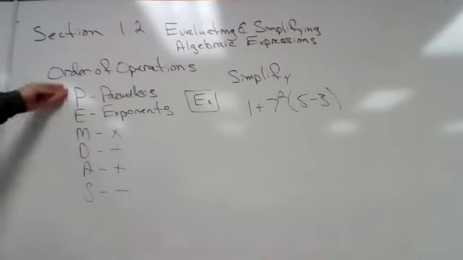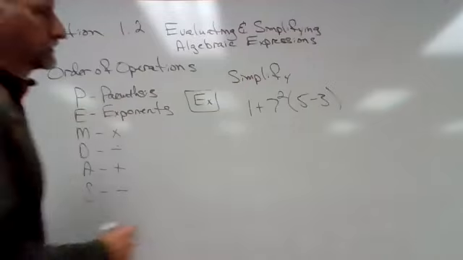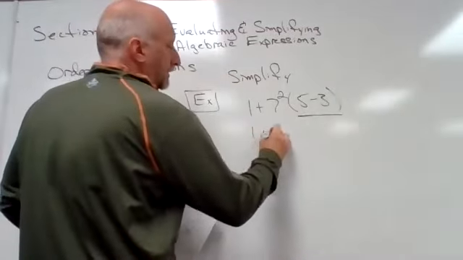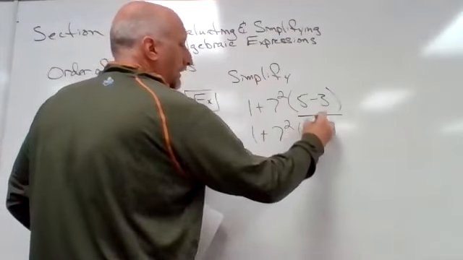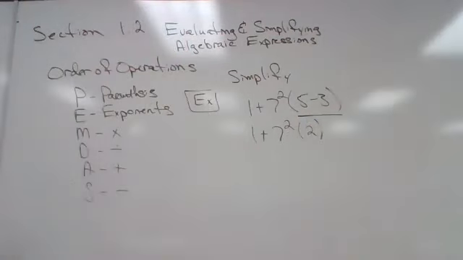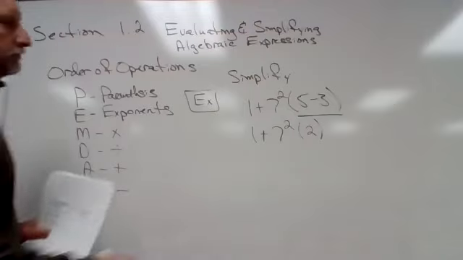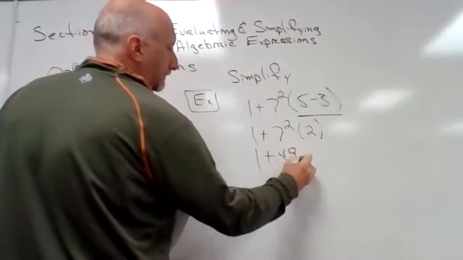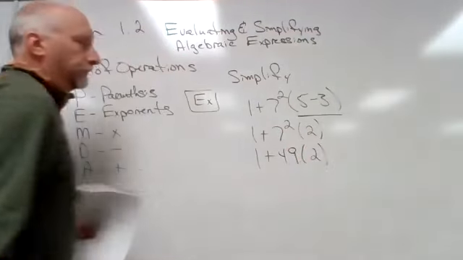But because we have an order of operations, we're going to start with the parentheses. We're going to take care of that first. 5 minus 3, well, that's 2. So we know that we're going to have a 2 there, right? Then we're going to look at my exponents and say, well, there's 1 plus 7 squared. Let's take care of that. That's 1 plus 49 times 2.